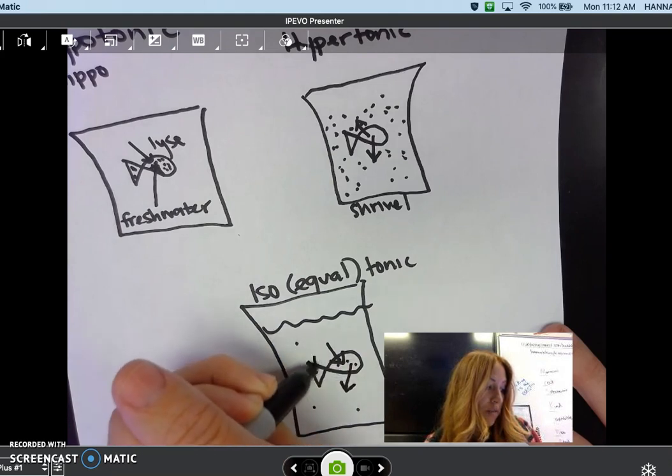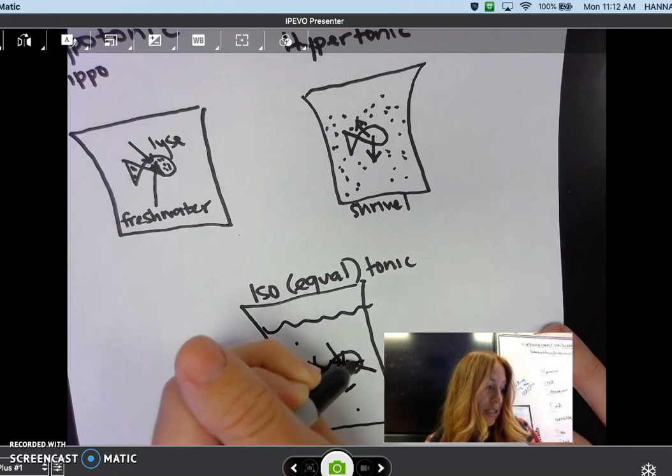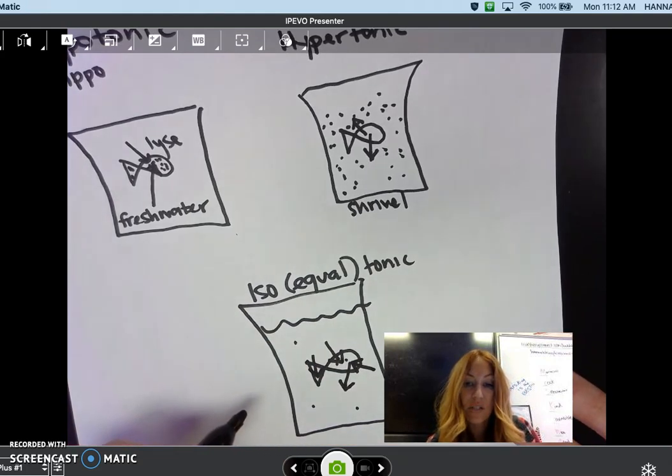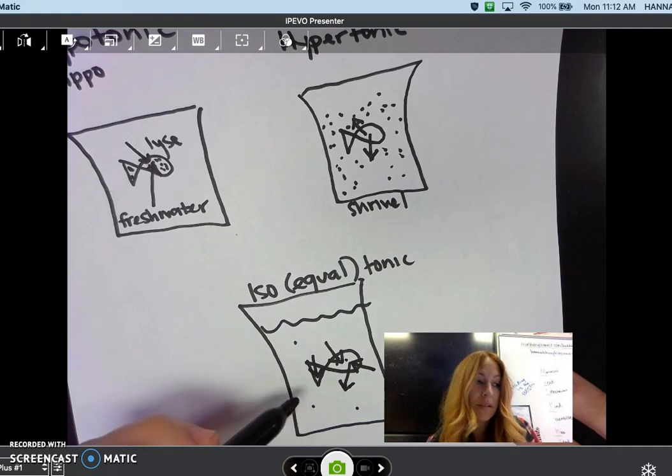Because the molecules are equal, the water is going to move in and out of the fish at an equal rate. And because of that, the size of the fish will not change and the fish is going to maintain its healthy kind of life. So this is what we want.